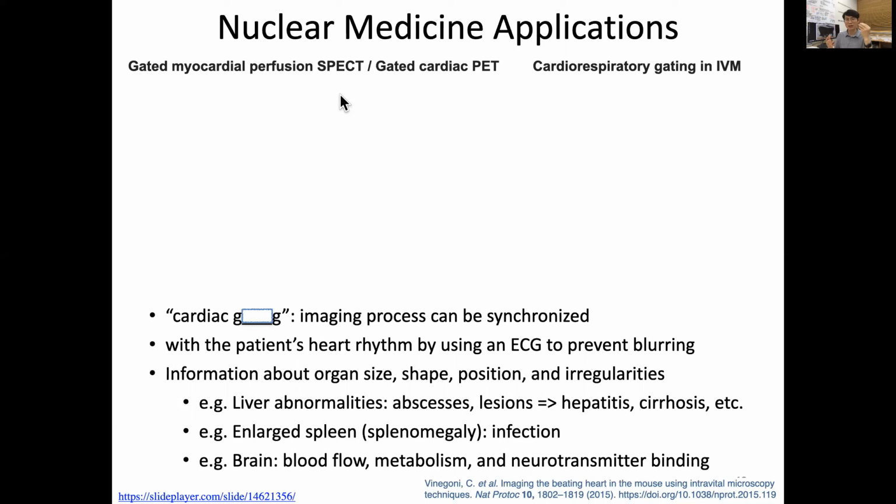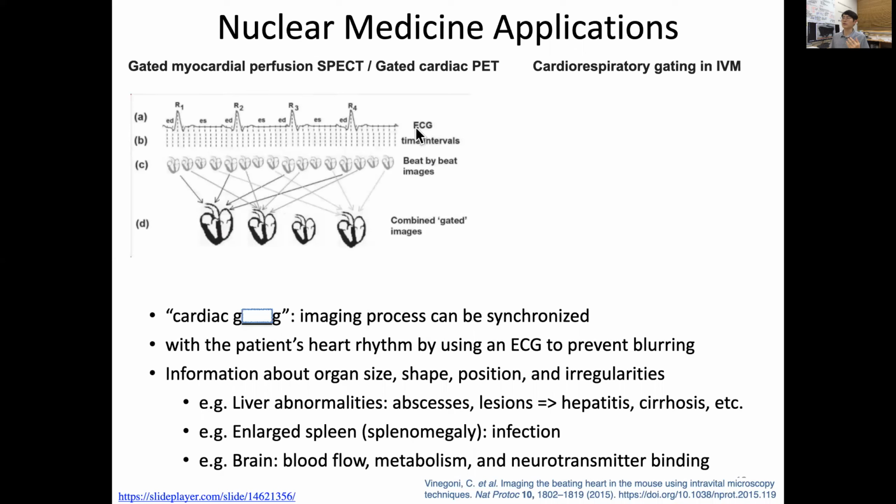This beating heart is dynamic. So we developed ways to take pictures. It's very short, but it's a snapshot of each of the different phases of the heart. The thing is, it is periodic. So that's what we call gating. And we can use a technique called ECG to exactly know the status of the heart beating.